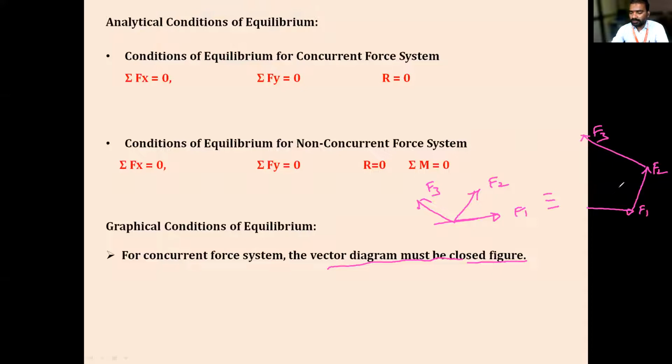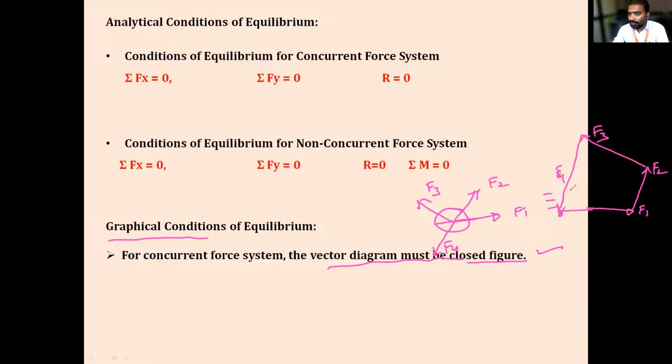So is it open or is it closed? Open, sir. It means this is not in equilibrium. If there is another force in this direction, this is F4, this F4 will start from this point and end at this point. If the starting point and ending point of this vector diagram are closed, then you can say that this body is in equilibrium. If the starting point and ending point of the vector diagram are closed, then we can call it the equilibrium condition. This is the graphical condition.